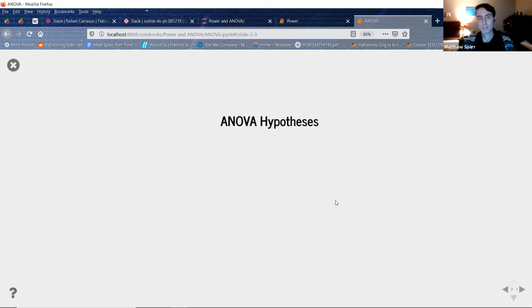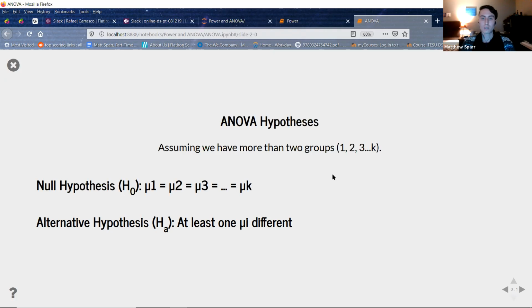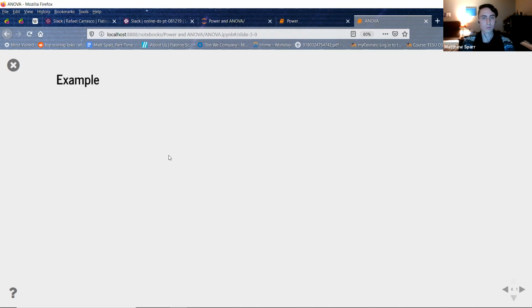So hypotheses for ANOVA, assuming that we have more than two groups, so we have groups 1, 2, 3 up to K, the null hypothesis is that the population means of all those groups are equal. And then the alternative hypothesis is that at least one is different. Notice the wording on that, it's at least one. So it doesn't matter if 2 of them are, if 3 of them are, if all of them are different, as long as one is different, that's our alternative hypothesis.